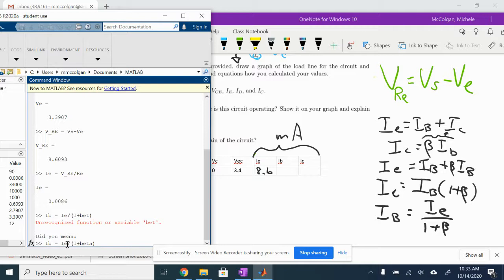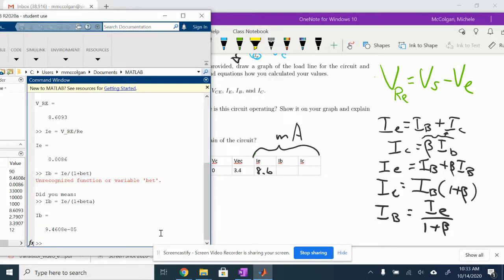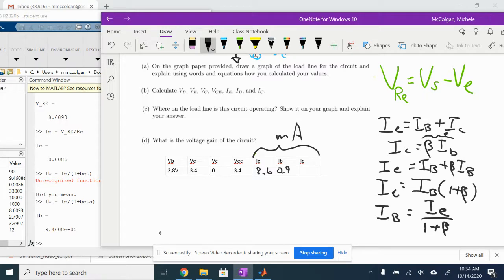Yep, it corrected it for me. Okay, so in IB I get 9.5, so that's 0.95 milliamps. Sorry, that's not right. I want to say 0.095 milliamps. So it's 95 microamps.